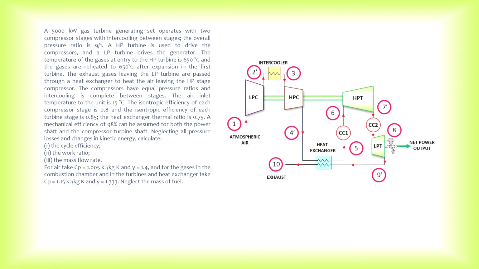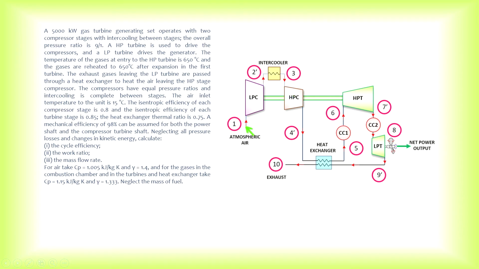The overall pressure ratio is 9:1. A high pressure turbine is used to drive the compressor. So let me show you the diagram first. A 5,000 kilowatt gas turbine generating set operates with two compressor stages with intercooling between the stages. So you have a low pressure compressor and a high pressure compressor. Here I have an intercooler, which is in between the two stages.